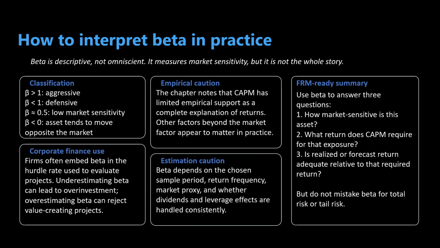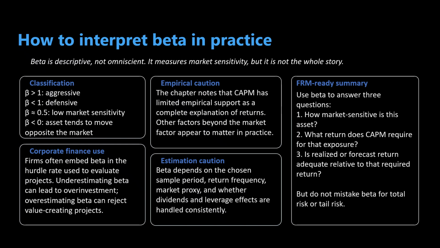And of course, underestimating beta leads to too low hurdle rates and overinvestment in marginal projects. On the other hand, overestimating beta leads to too high a hurdle rate and the rejection of value-creating investments. Getting beta right has direct consequences for real capital allocation. It's worthwhile to be cautious using beta.